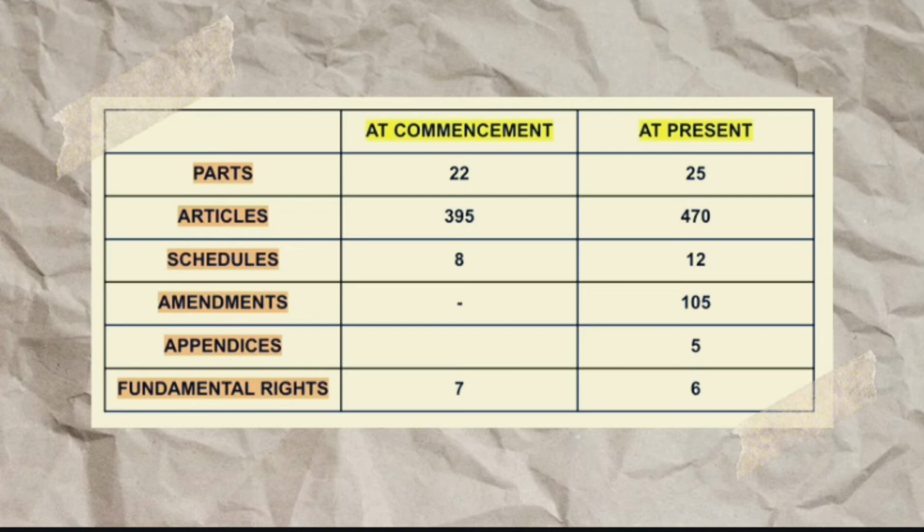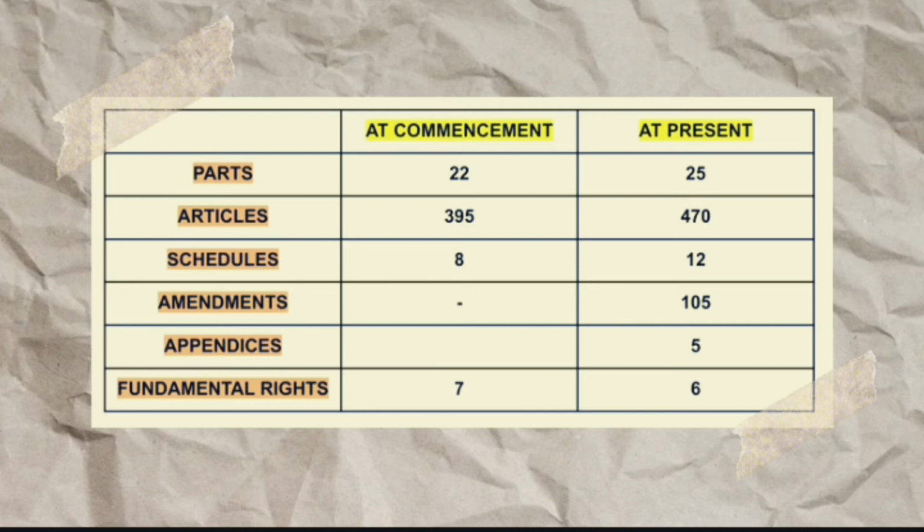Just like all the books have chapters, the constitution has parts. During commencement, it had 22 parts. But later on, with amendments, we have 25 parts. Articles lie within each part. As you can see, at the beginning we had 395 articles and at present we have 470.